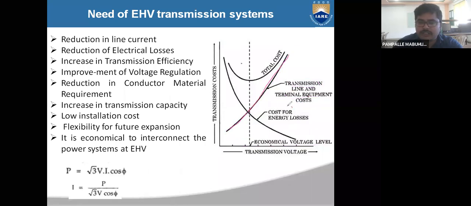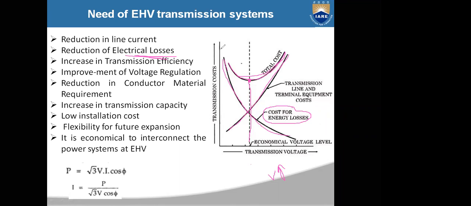But if you observe the cost for energy losses, right? As I said before, when the current is decreasing here, losses will decrease. So when the losses are decreasing, the cost for these energy losses will go on decreasing as the voltage level is increasing. Now if you observe, the total cost curve will be like this. Okay, so now the minimum total cost will occur at this point. So this is the most economical voltage level of the transmission line, right?